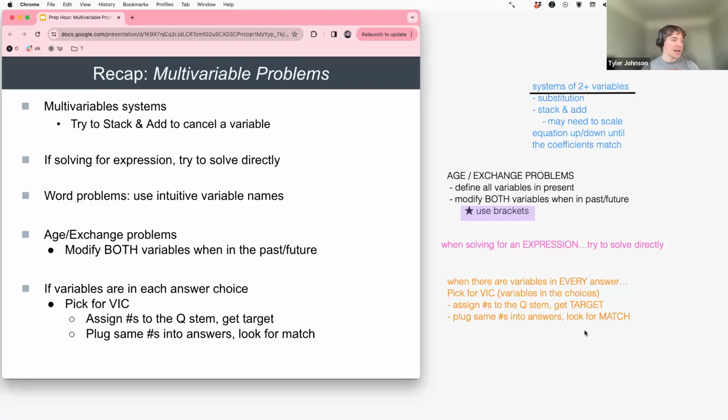And finally, that last technique we talked about. Always glance at those answer choices before you start solving. If you see there's a variable in every single answer choice, then you're greenlit to use the pick for Vic approach, where you're just going to pick some simple numbers for the variables in the question stem. That'll produce your target value. Then you plug the same exact numbers into the answer choices, looking for an answer that matches that target.